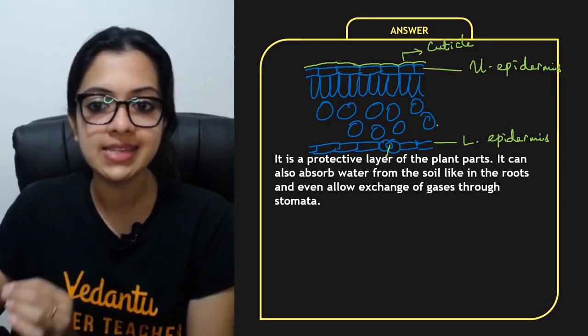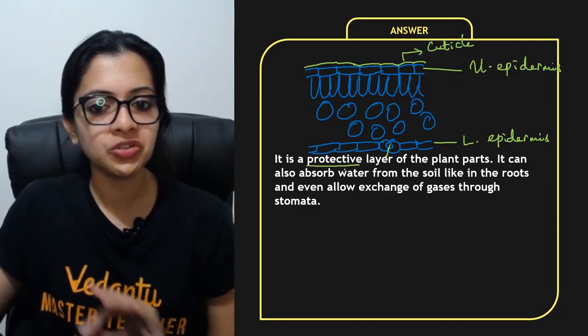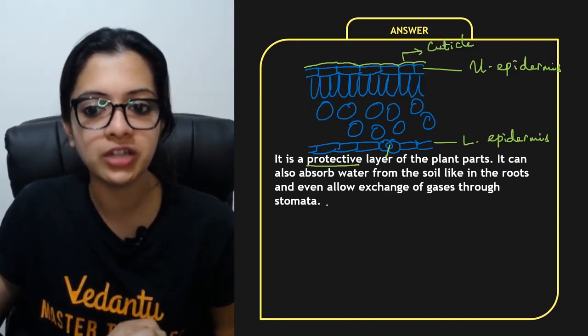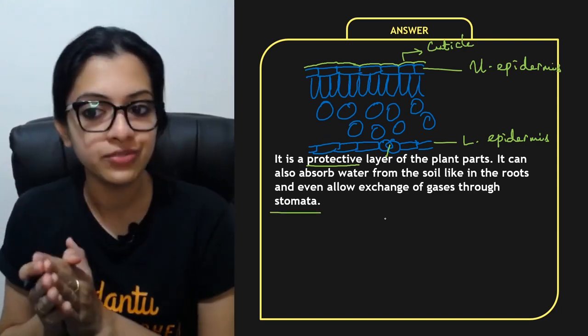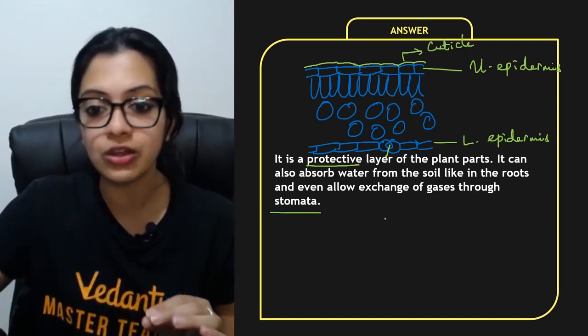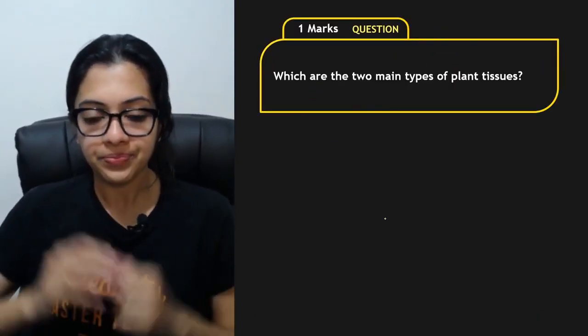Children, so this epidermal layer is what I'm asking about. The main function is protection. And the second function is gaseous exchange, because stomata would be a part of the epidermis. You find stomatal openings on the epidermis. All right? Yes. Now, next one.